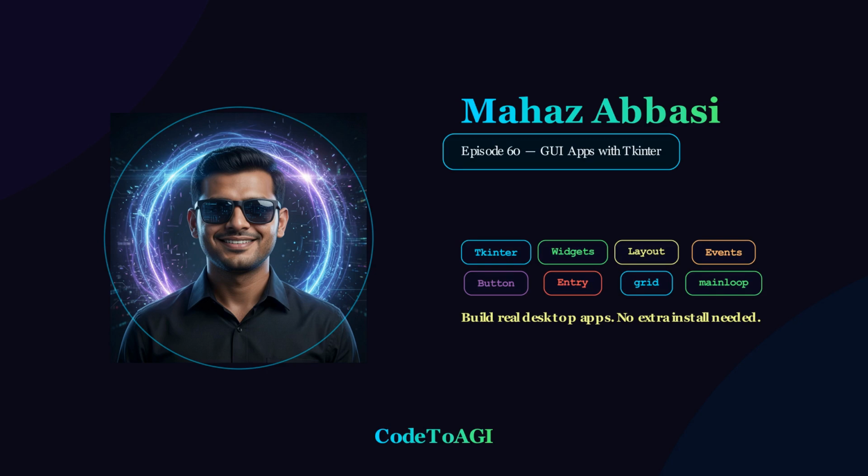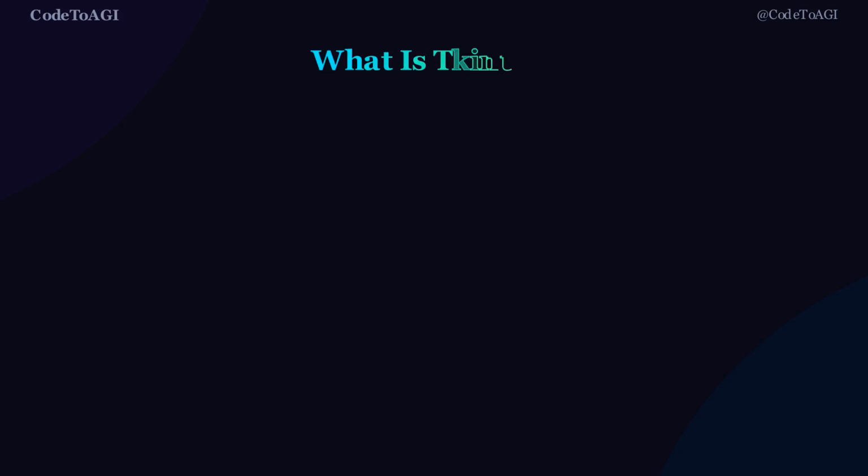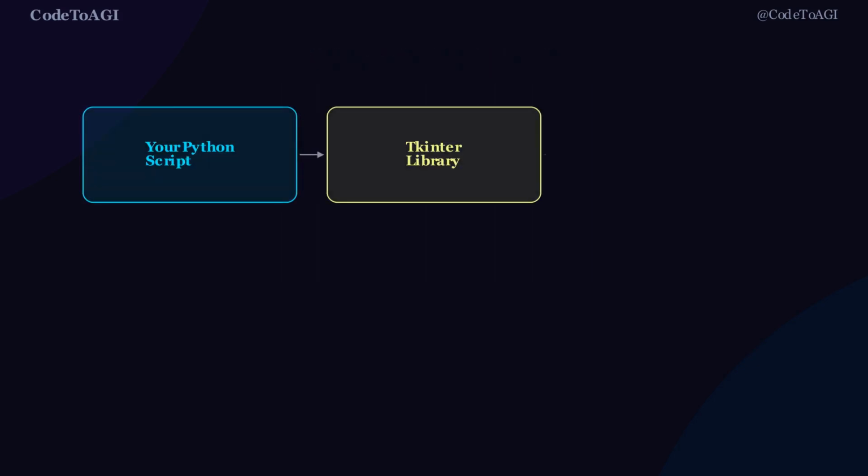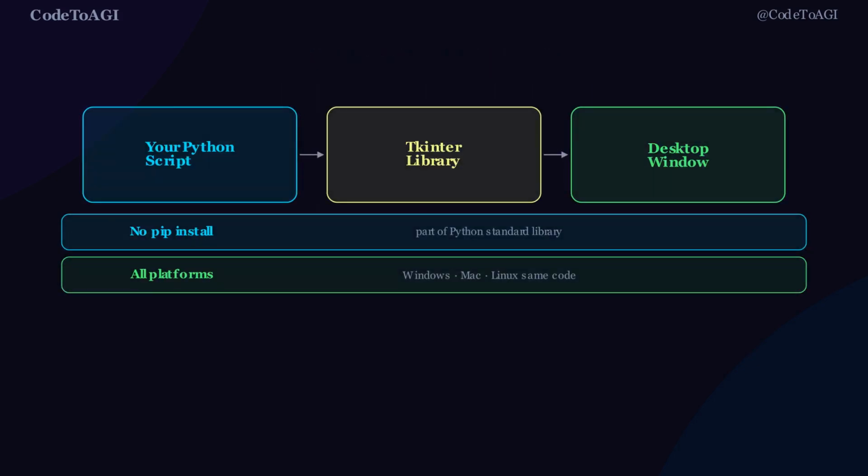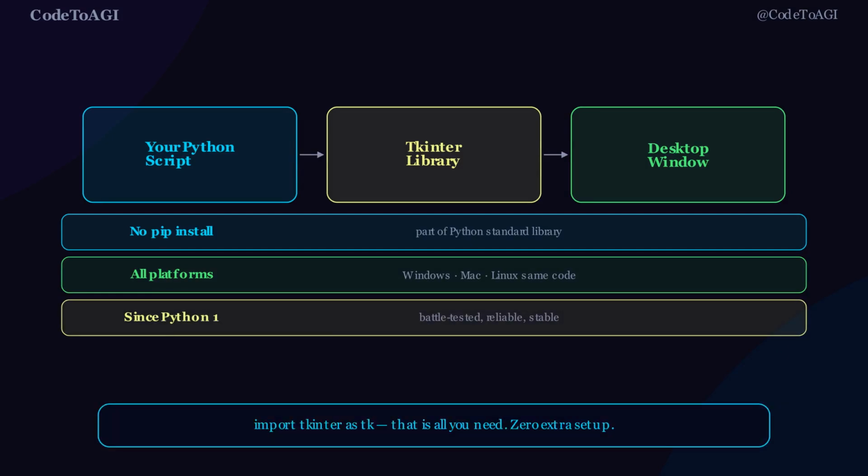By the end of this video you will have built your own desktop app. Let us start. Tkinter is Python's built-in GUI library. GUI stands for Graphical User Interface. Windows, buttons, text boxes, menus, all of it. Tkinter has been part of Python since version 1. No pip install. No setup. Just import Tkinter and build. It works on Windows, Mac, and Linux, same code everywhere. Every Python installation you already have includes Tkinter.